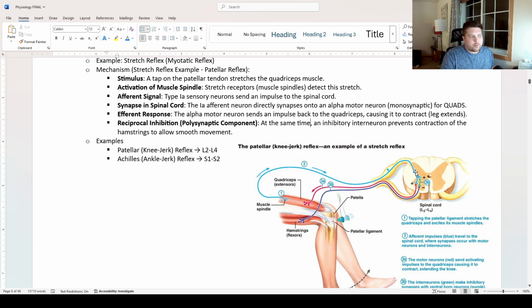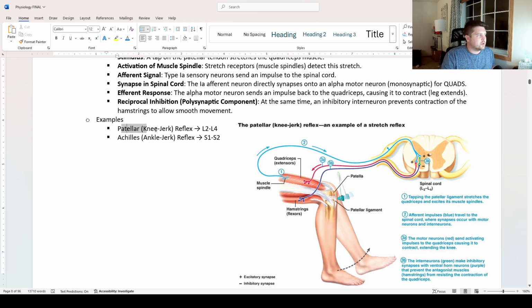So we get a little branch off of that type 1A sensory fiber. It connects with an interneuron. The interneuron is going to release an inhibitory signal onto the alpha motor neuron of the antagonist muscle, in this case, the hamstrings muscle. And that prevents the hamstrings from contracting to allow for a nice, smooth movement.